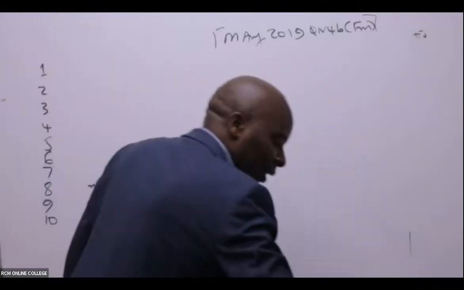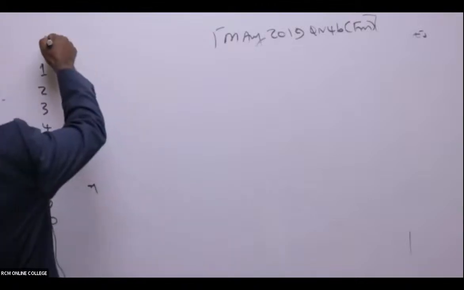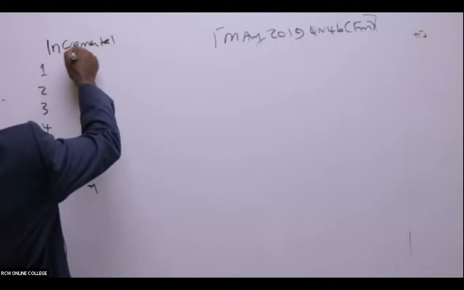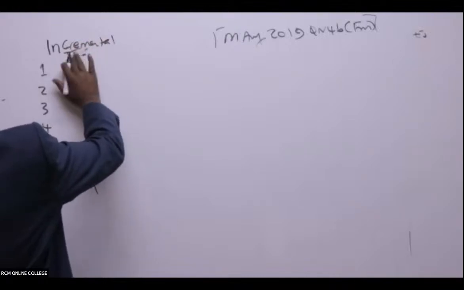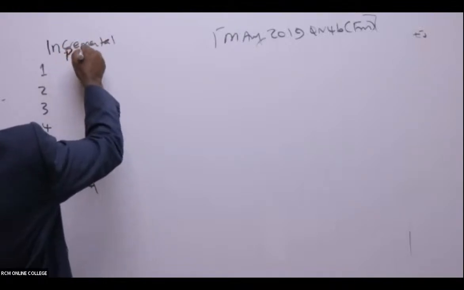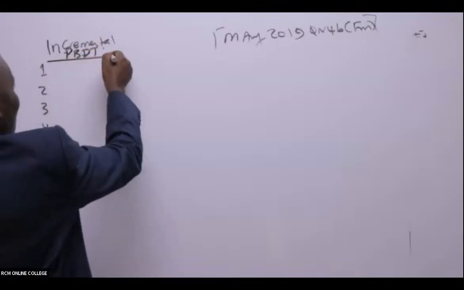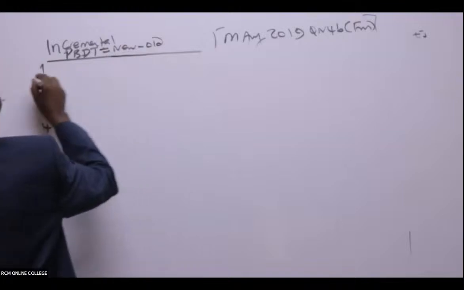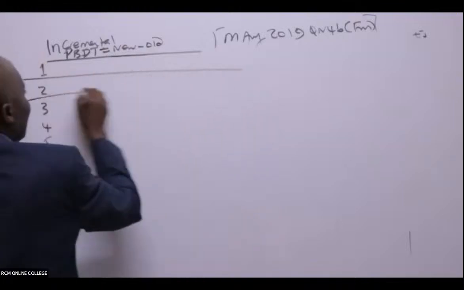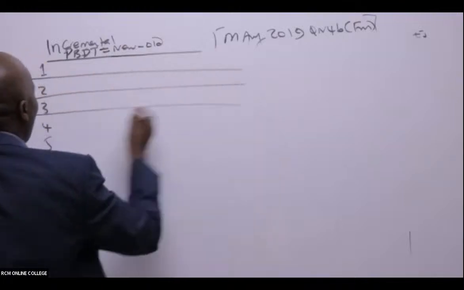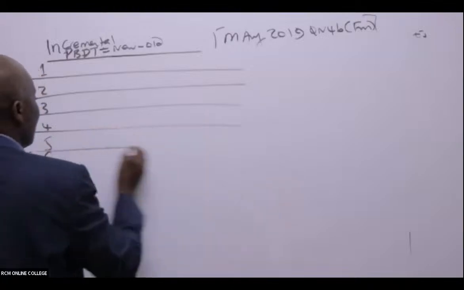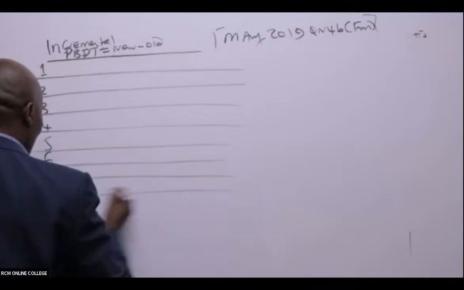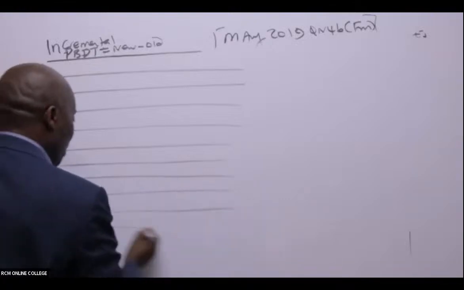So go ahead and give me the incremental profit before depreciation and tax. So you are taking the new minus the old. We are taking new minus old.